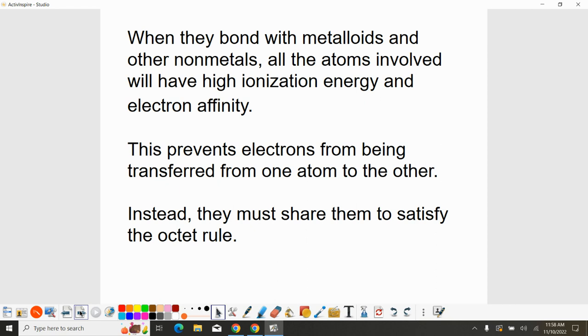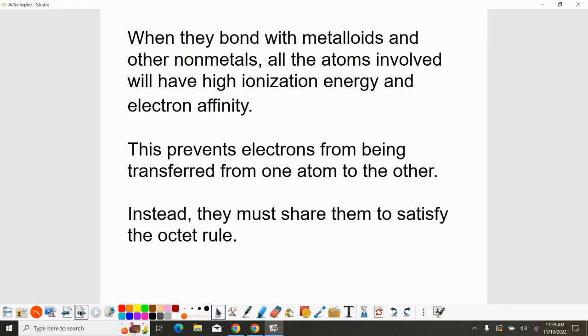In ionic bonding, we had substances with low ionization energy and low electron affinity bonding with other elements that have high ionization energy and high electron affinity. Metals and nonmetals. The metals had low, the nonmetals had high. Because of that, you had elements that were willing to lose electrons and those that were willing to take them. Metals, because of their low ionization energy and electron affinity, are the ones that are willing to lose them. Nonmetals, because of their high ionization energy and high electron affinity, are the elements that are willing to take them.